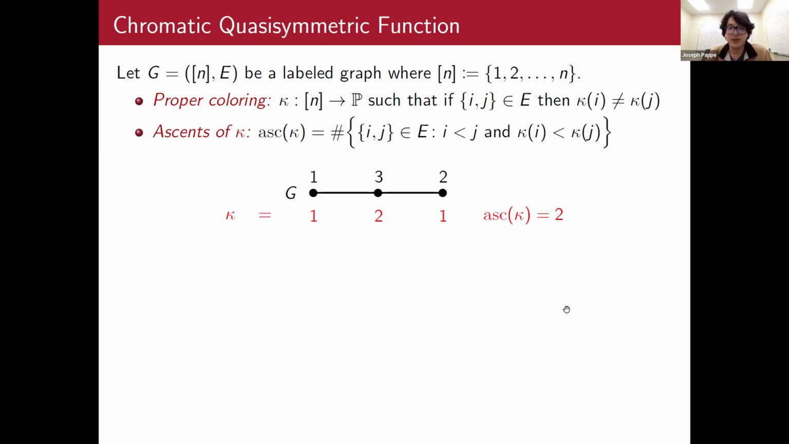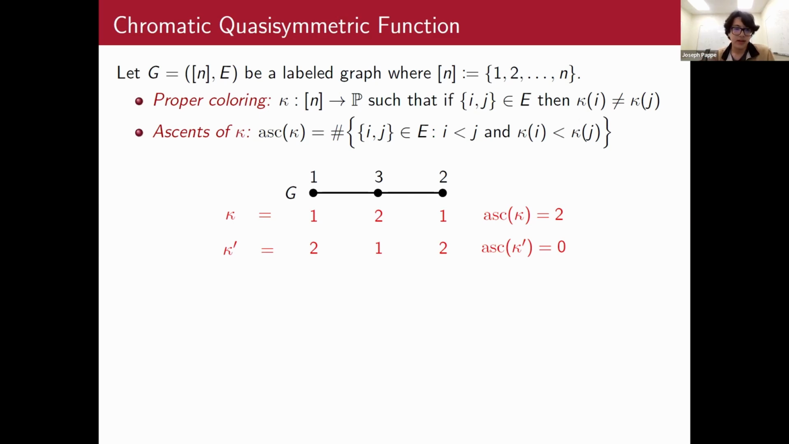And here we see that it has 2 ascents. The first edge, which is colored 1 and 2, matches the labeling of the graph, 1 and 3. And similarly, the other edge, which is colored 2 and 1, respects the ordering 3 and 2. Let's take another coloring. Let's say we now color our graph 2, 1, 2. We see here that for this coloring, there are 0 ascents.